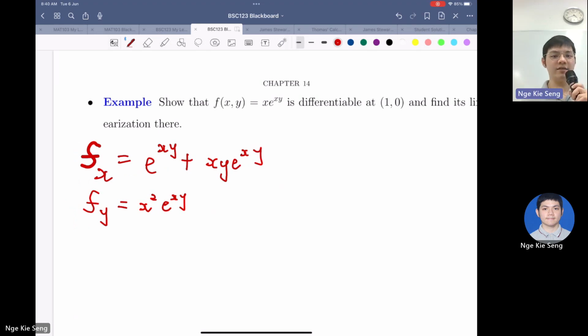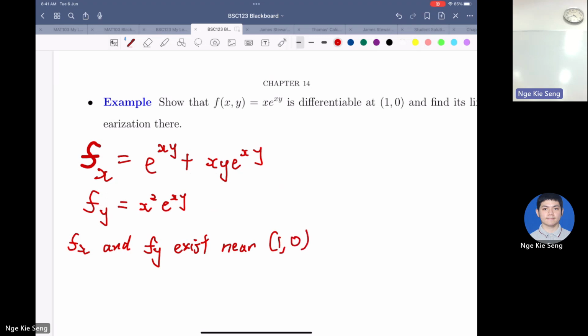Do these two functions exist near 1, 0 now? The limit exists, right? Okay, because they are polynomial functions and the exponential function is also continuous. So a composite of continuous functions is still continuous. So they are defined, in particular. So they exist near 1, 0. 1, 0 is the point we're interested in. Are they continuous? Just now I already said that they are continuous because they are composites of continuous functions.